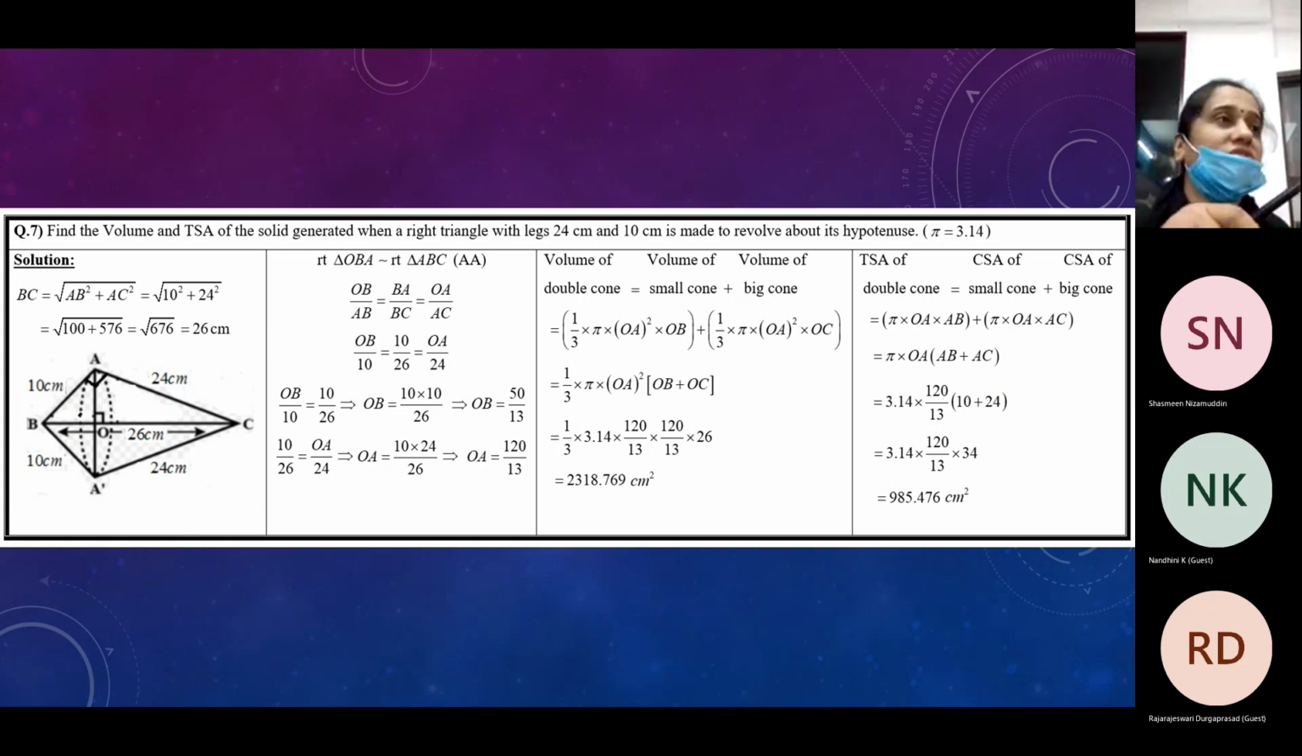Oh, you have not learned volumes and surface areas in school yet? Last year we learned, but this year they started? Okay, no, fine. Still to learn, is it? Formula, fine. Next class, come prepared. CSA is pi r l, TSA is pi r into r plus l.